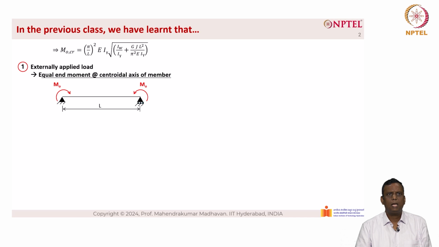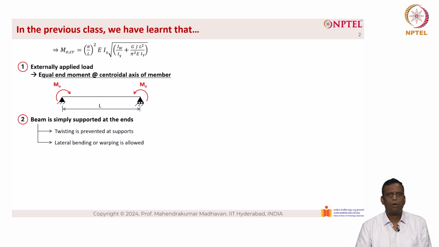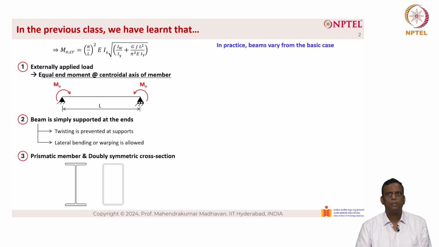One, equal end moments is applied at the central axis of the member. Number two, the beam is simply supported at the ends, which means that the twisting is prevented at supports. The lateral bending or warping is allowed. Number three is that the member is prismatic and it is a doubly symmetric cross section, as you can see from the picture here.